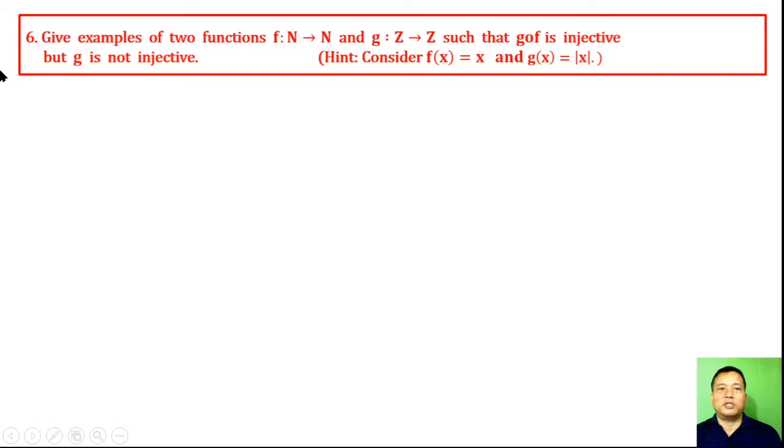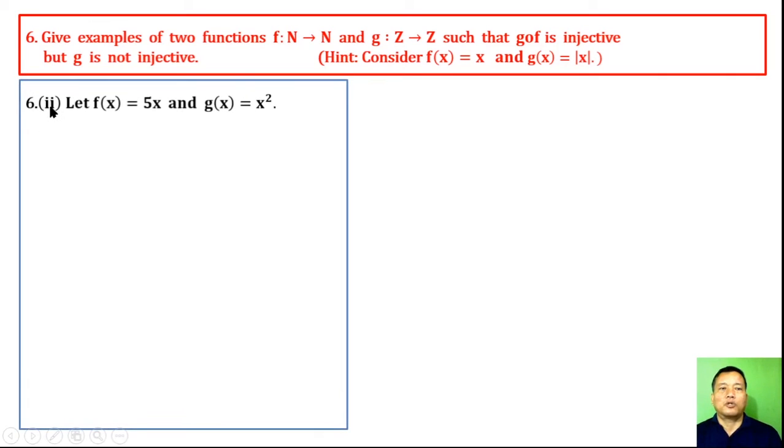Question number 6, another example. Roman number 2: let f of x equal to 5x and g of x equal to x square. Let x equal to minus 2 and y equal to 2. x and y are natural numbers. Then g of minus 2 is minus 2 square, that is 4. g of 2 is 2 square, that is 4.